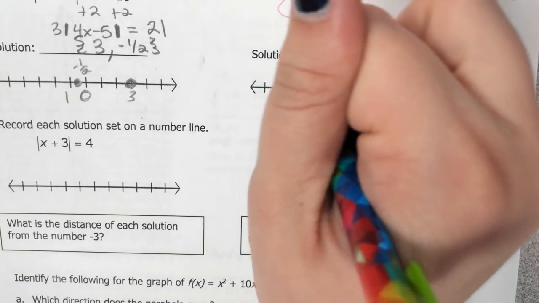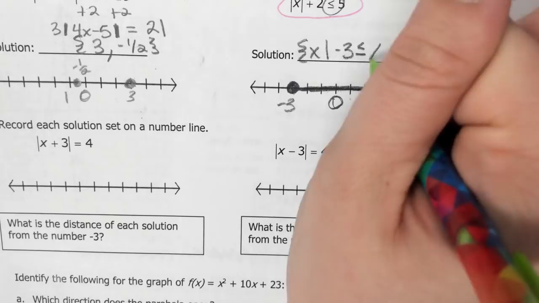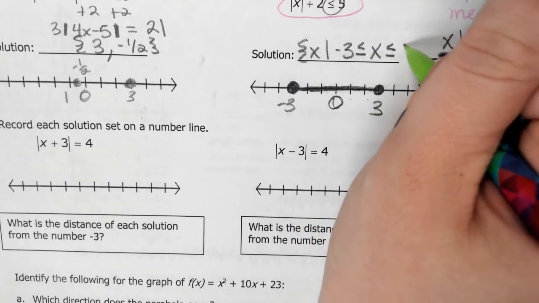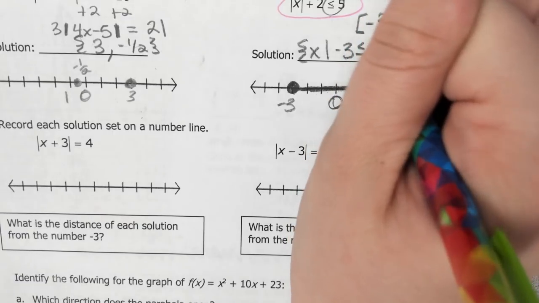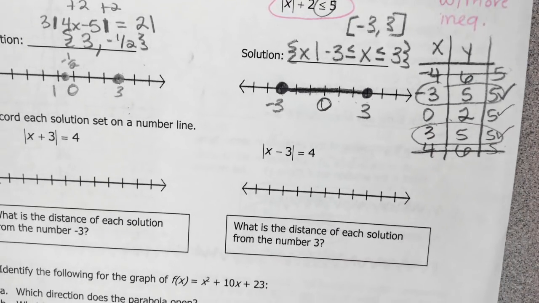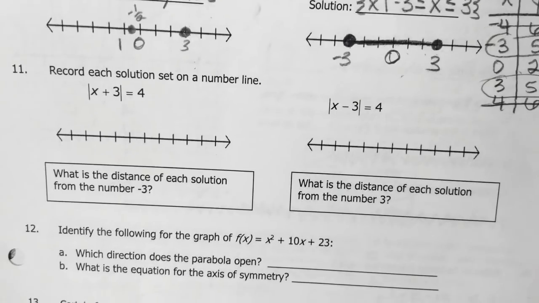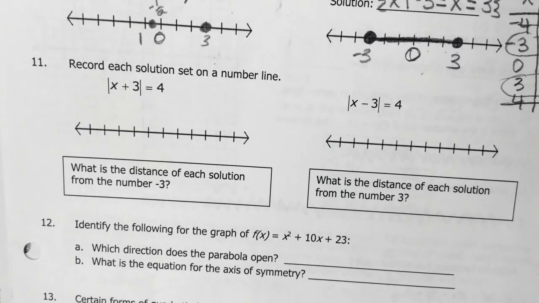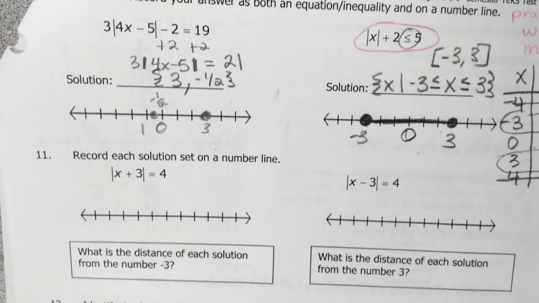You can also write this as x such that negative 3 is less than or equal to x is less than or equal to 3. Or you can even go with that interval notation, which is negative 3 to 3. Either one is okay on how you write them, but please make sure you know how to do the number line. I'm going to leave number 11 for your practice. You're doing the same thing to number 11 that you did for the other ones. You could even use your calculator to solve those as well.